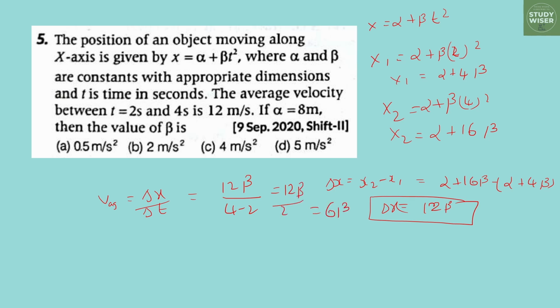మనకు v యావరేజ్ ఏమి ఇచ్చాడు? 12 మీటర్ పర్ సెకండ్ ఇచ్చాడు. అంటే 12 is equals to 6 beta. అంటే beta is equals to 2. డైమెన్షన్స్ పరంగా చూసుకుంటే 2 మీటర్ పర్ సెకండ్ స్క్వేర్. Then option would be B.